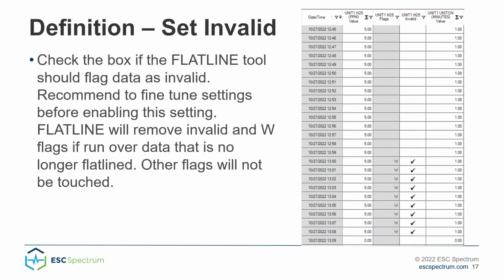Just as a note, if Flatline is run over data later and that data is no longer flatlined for some reason, maybe it was filled in from another data source, then Flatline will remove the invalid and W flags when it's run back over that data. Other flags will not be touched, such as all of the other controller flags that will be put on the data.